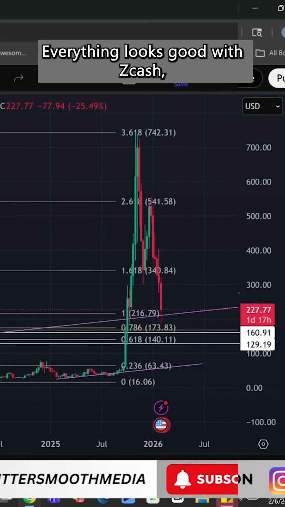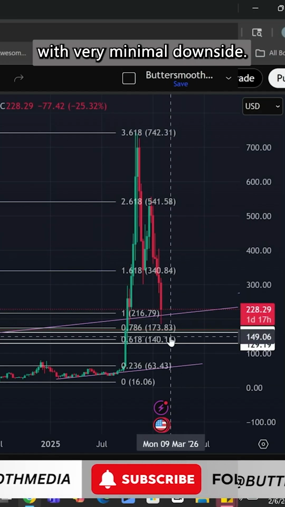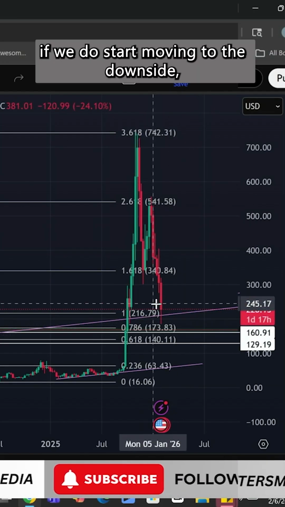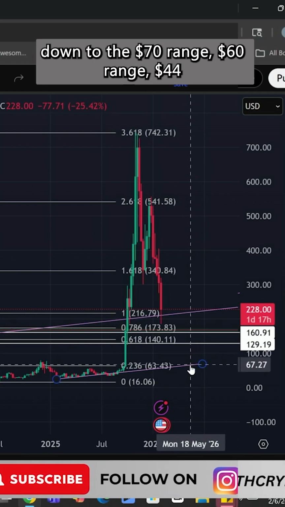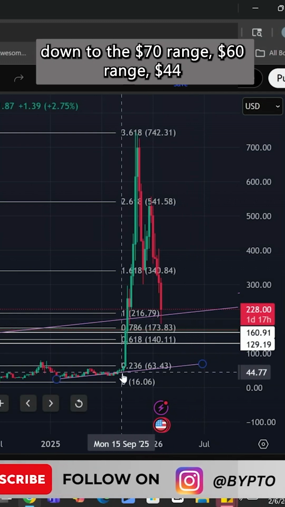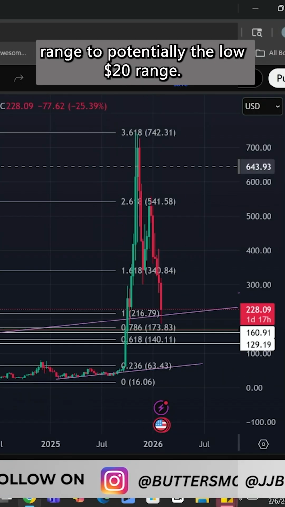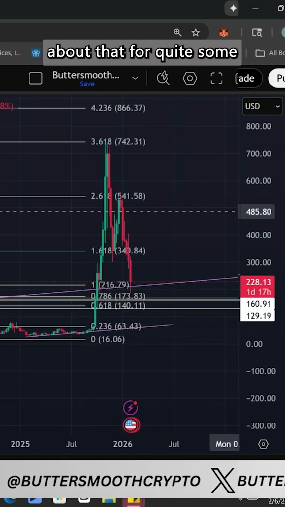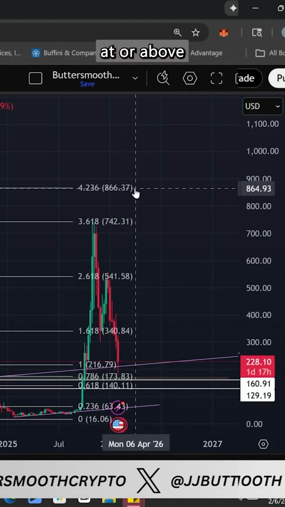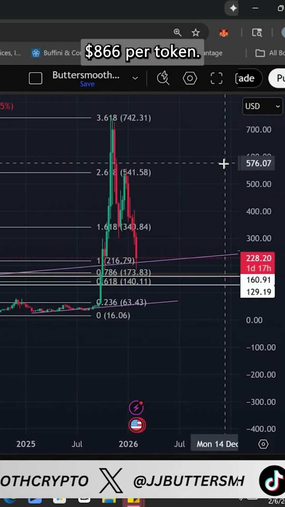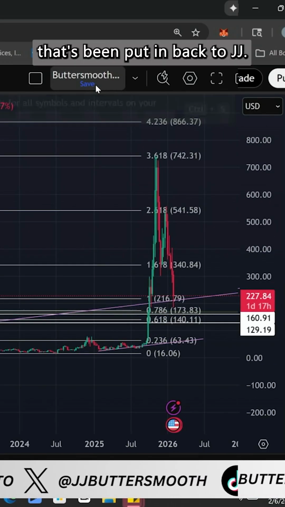Everything looks good with Zcash, not financial advice. Decent buying opportunities with very minimal downside, even though if we do start moving to the downside, we could start coming back down to the $70 range, $60 range, $44 range, to potentially the low $20 range. But hopefully we don't have to worry about that for quite some time until Zcash gets at or above $866 per token. So that's it for Zcash. Beautiful movement that's been put in.